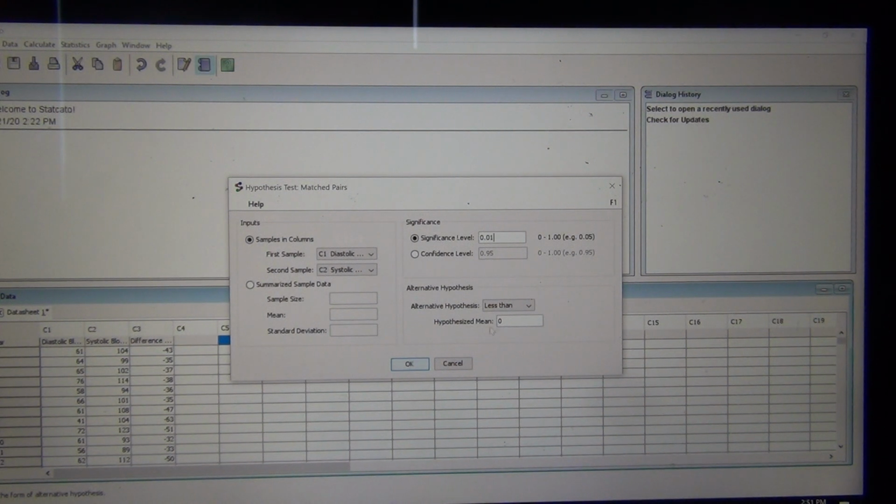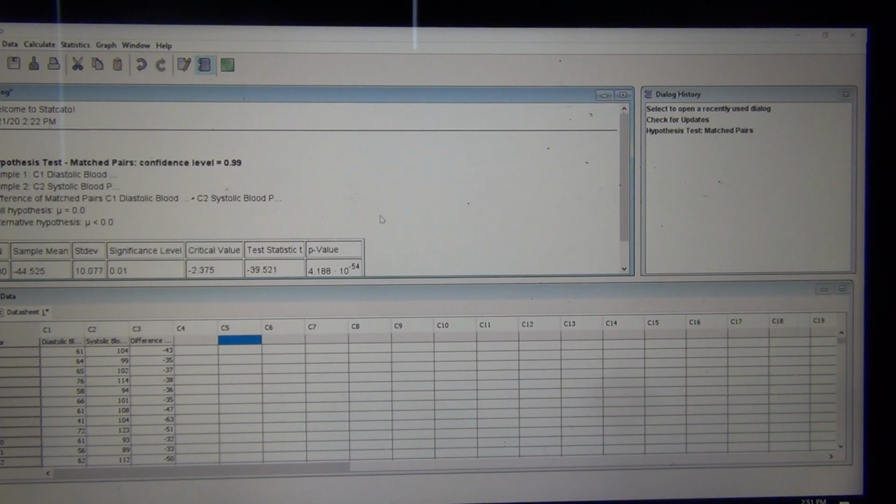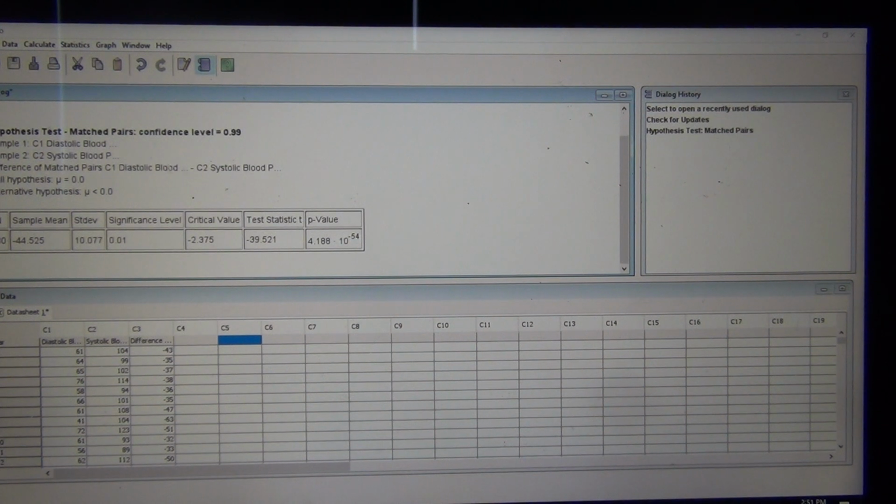Okay, so let's just go ahead and push, and we'll see what we get. There we go. All right, there's all our numbers. We can see the p-value is off the charts, close to zero. It's in scientific notation, 10 to the negative 54th power. That's basically zero. Most computer programs would just call that zero.